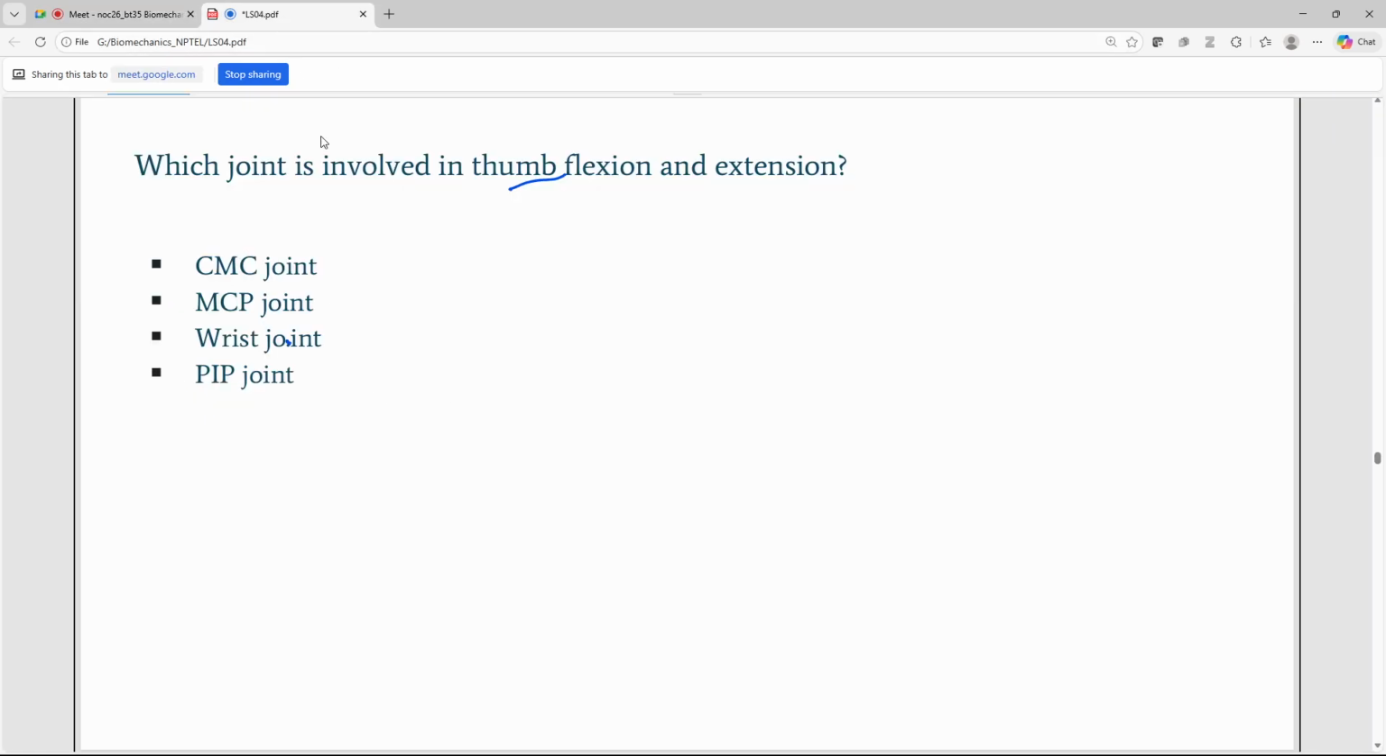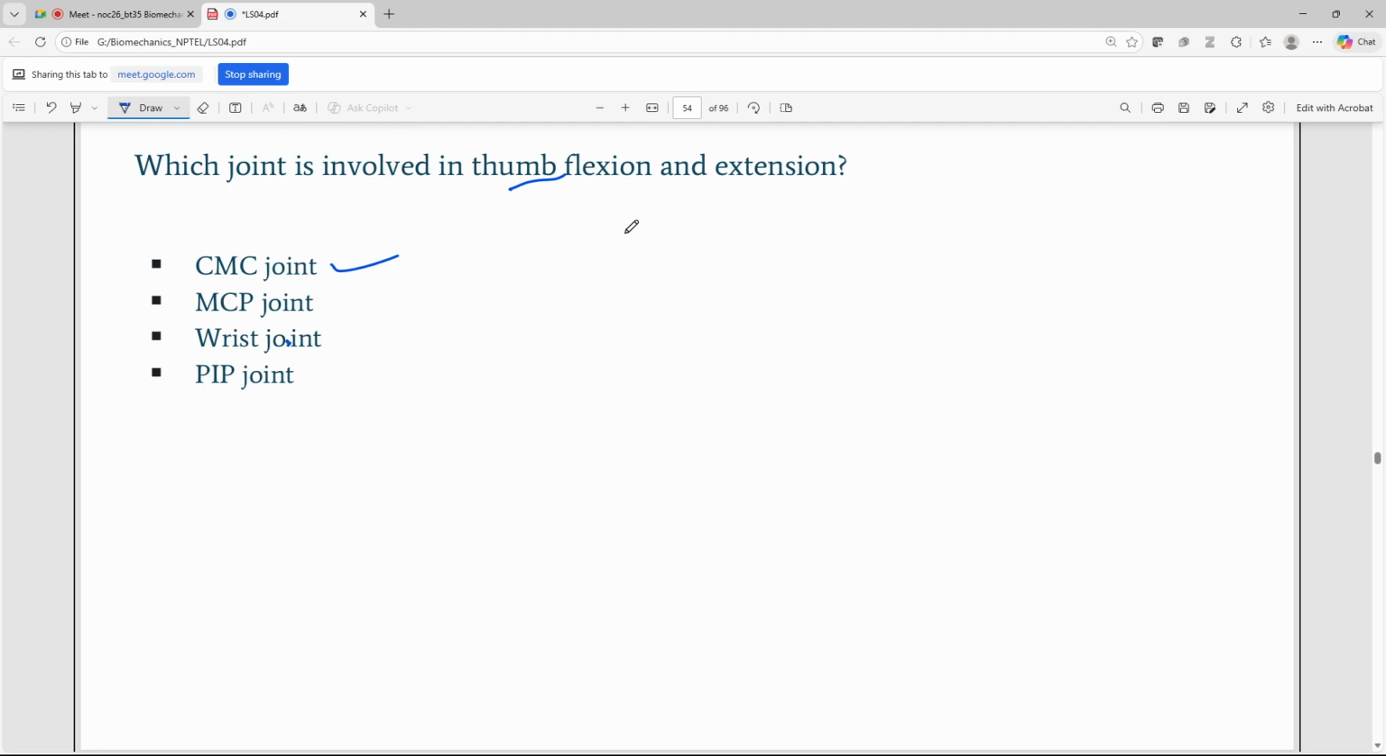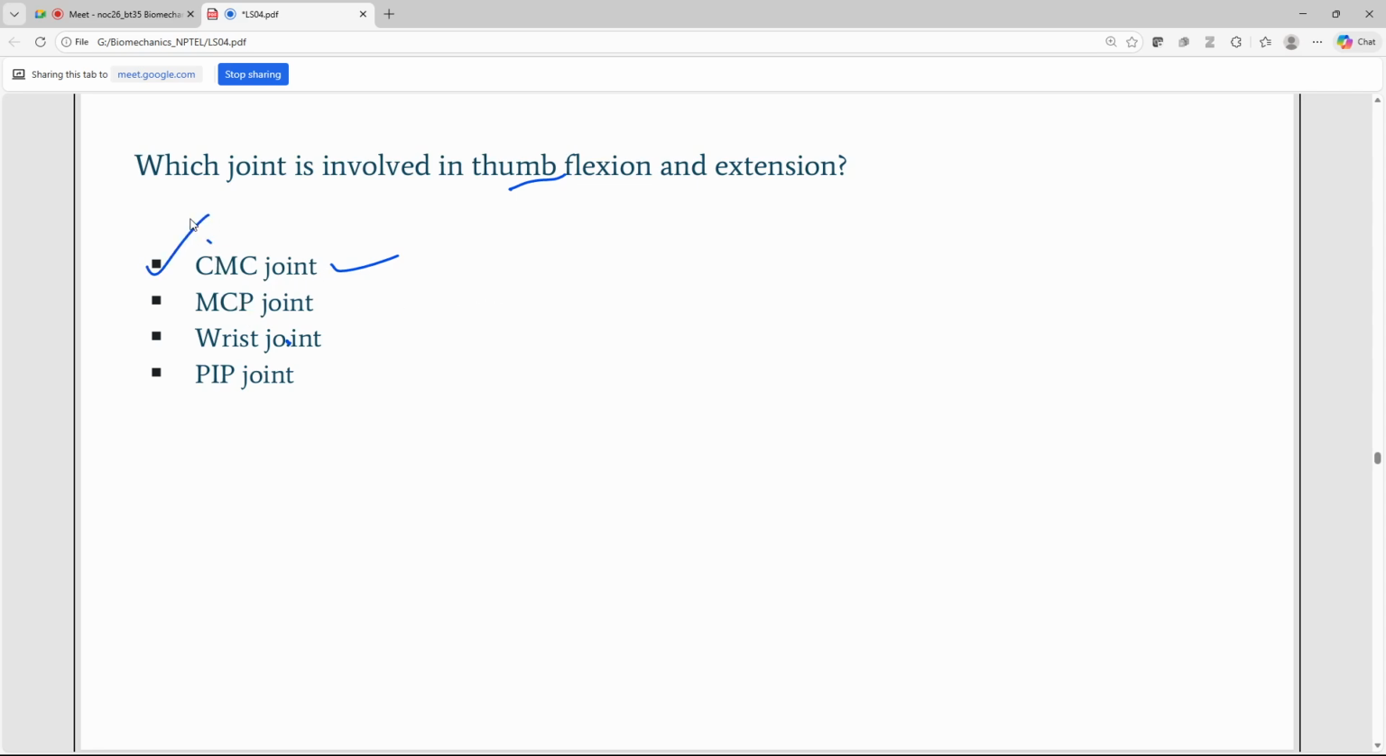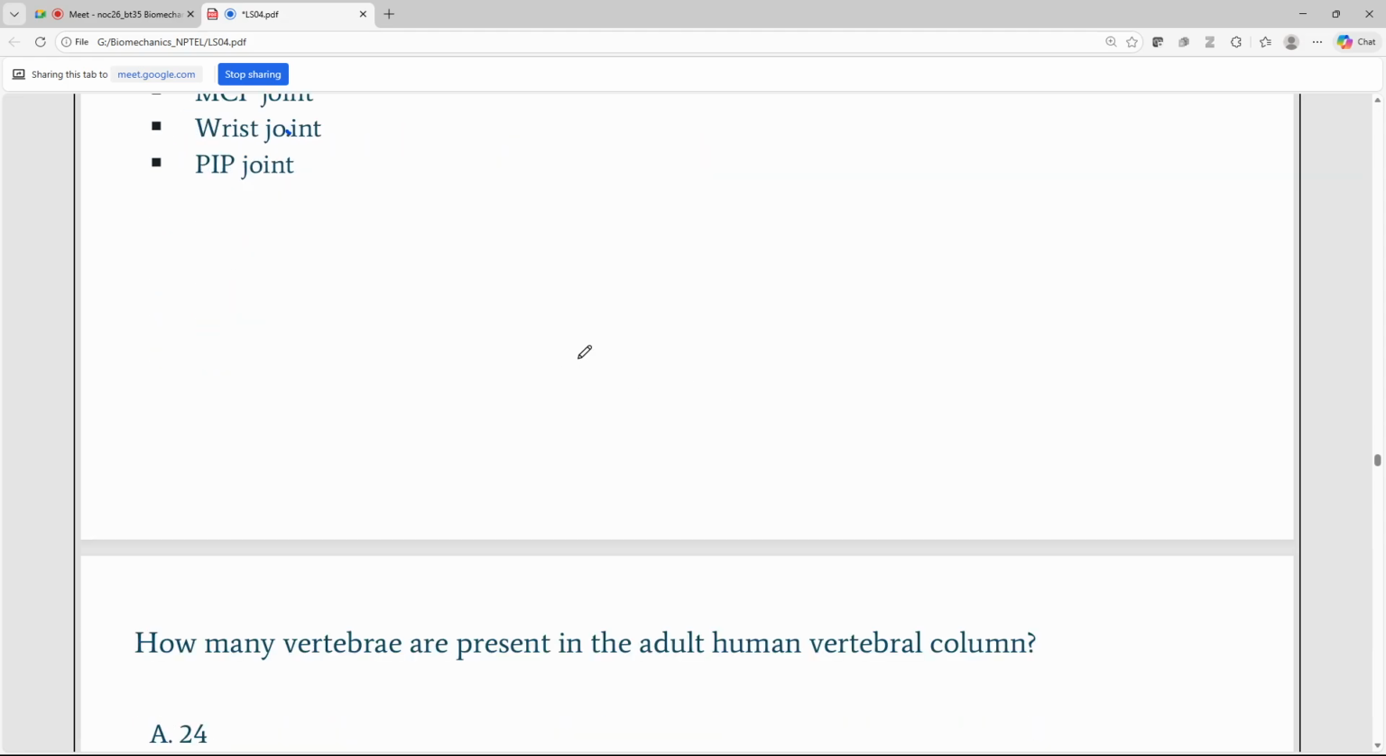Yes, option A, that is CMC joint. Because the thumb only has 2 phalanges, the CMC joint makes the thumb flexion and extension. So our answer is option A, CMC joint or carpo-metacarpal joint.